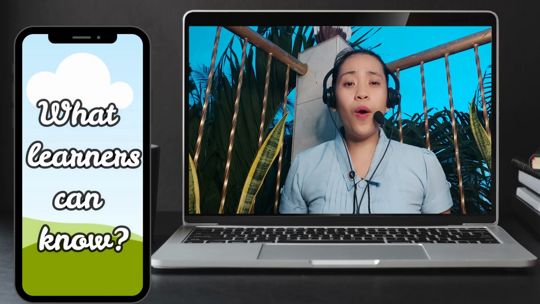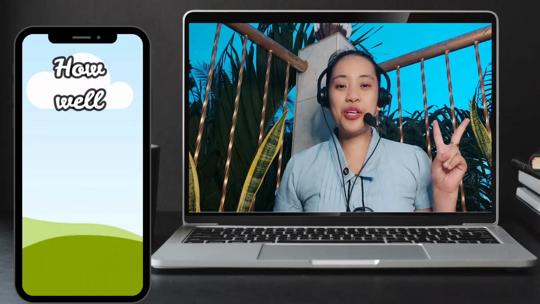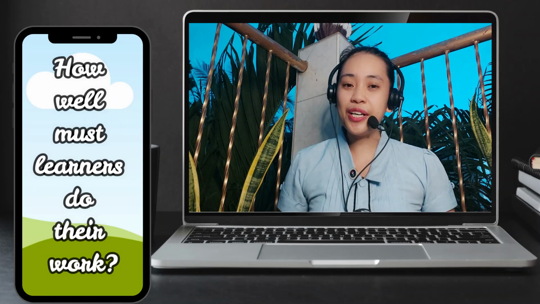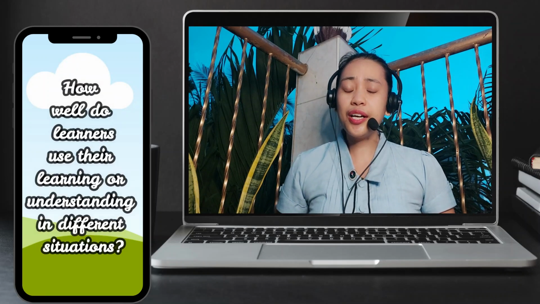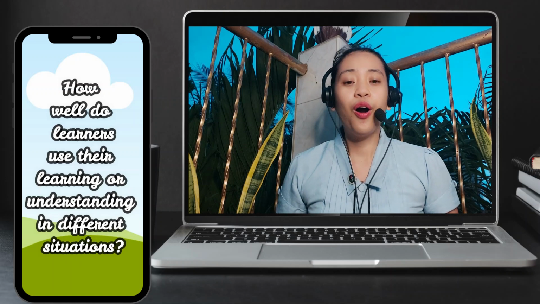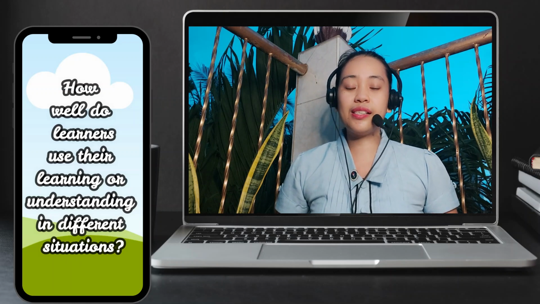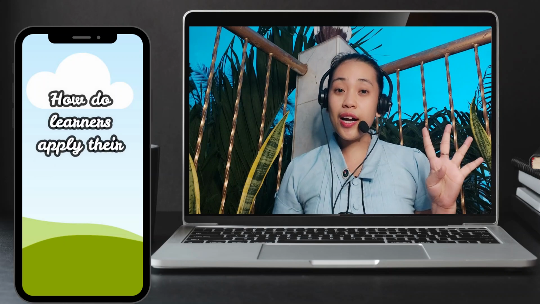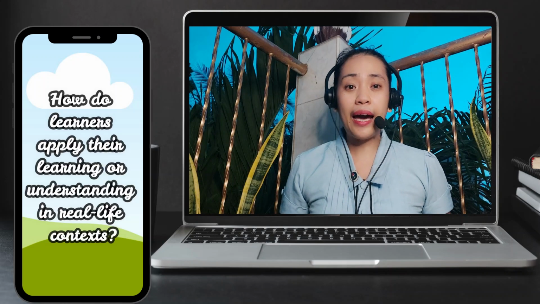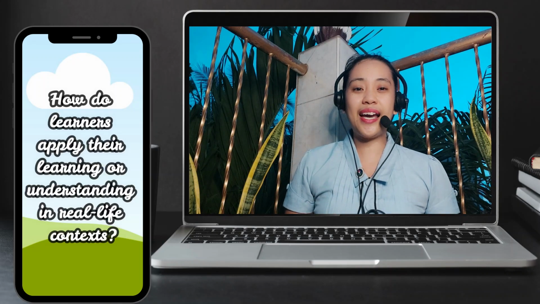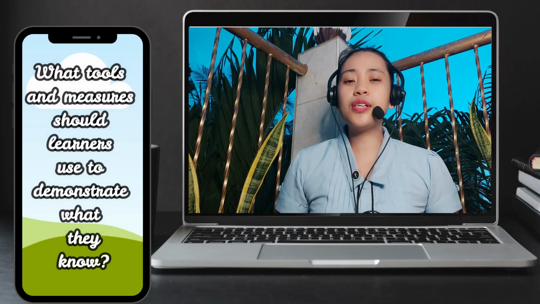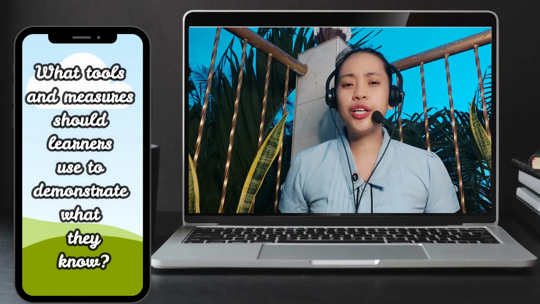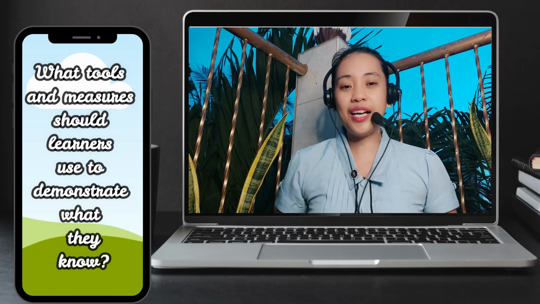Number 1, what learners can know? Number 2, how well must learners do their work? Number 3, how well do learners use their learning or understanding in different situations? Number 4, how do learners apply their learning or understanding in real-life context? Number 5, what tools and measures should learners use to demonstrate what they know?